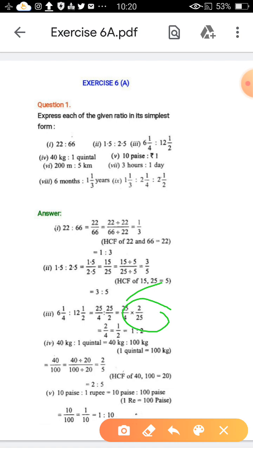From that, 25 will get cancelled. Then what remains? 2 upon 4. This can be divided by 2. So our final answer will be 1 upon 2. 1 upon 2 means what is the ratio? 1 as to 2. Got the answer?